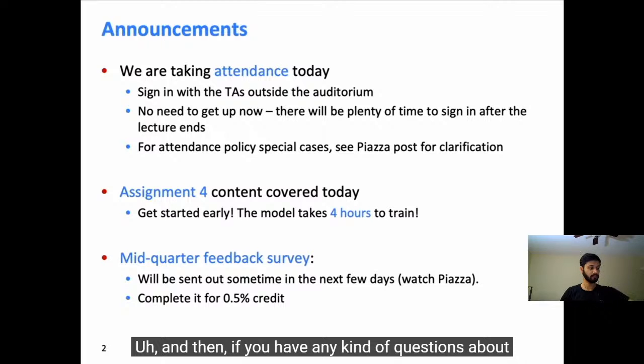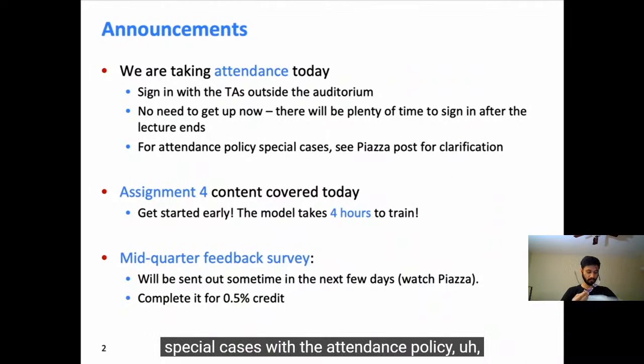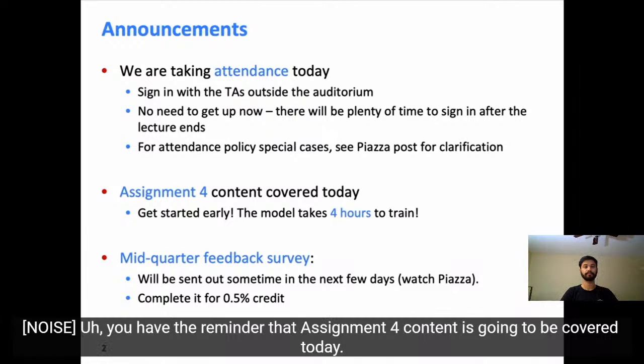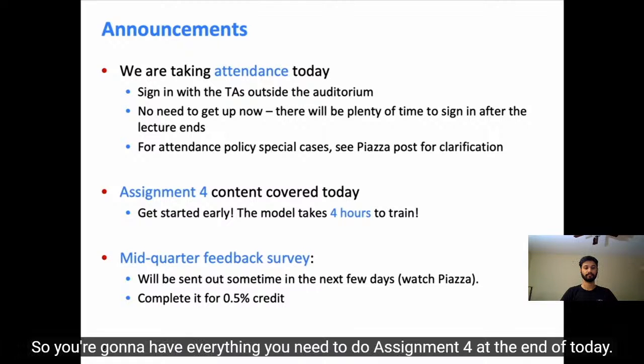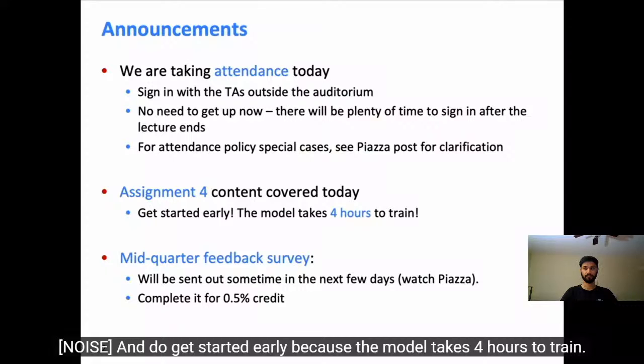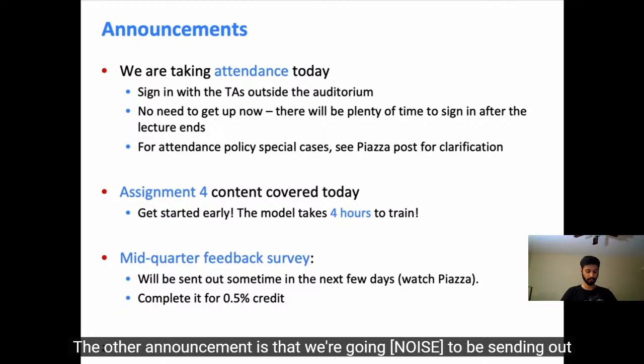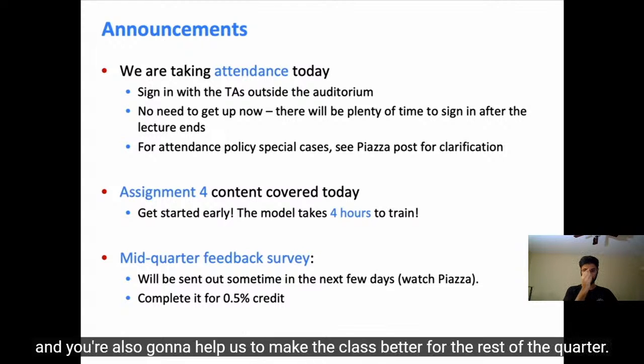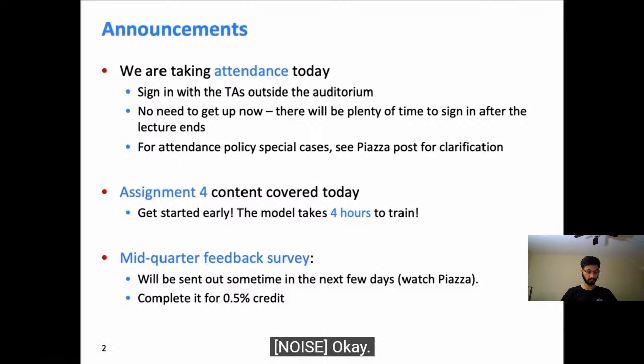And then if you have any kind of questions about special cases with the attendance policy, you should check out a Piazza post that we put up last night with some clarifications. The other reminder is assignment 4 content is going to be covered today, so you're going to have everything you need to do assignment 4 at the end of today. And do get started early because the model takes 4 hours to train. The other announcement is that we're going to be sending out our mid-quarter feedback survey sometime in the next few days, probably. So please do fill it out. You'll get 0.5% credit, and you're also going to help us to make the class better for the rest of the quarter.